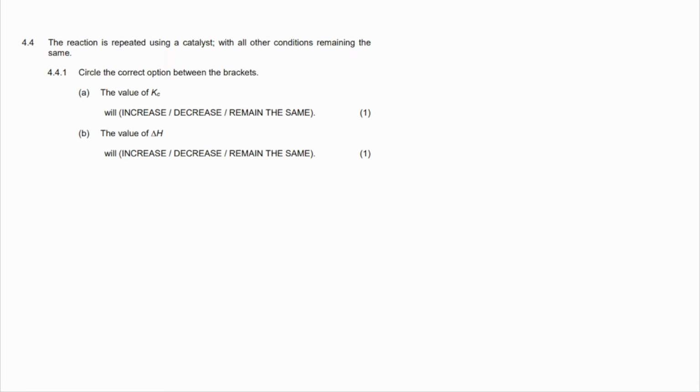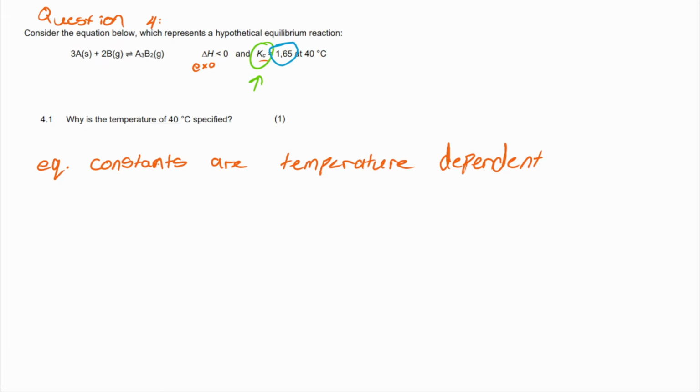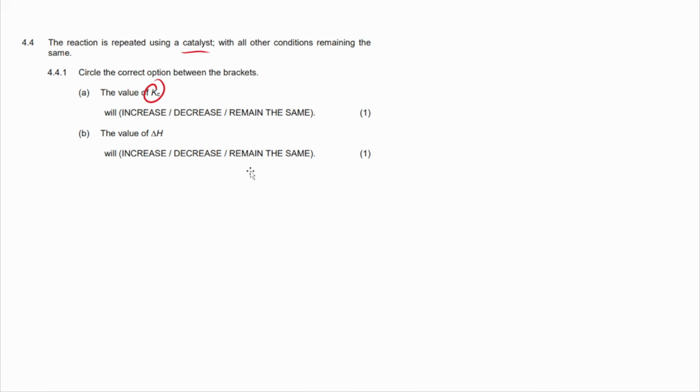Now, in question 4.4, they say the reaction is repeated using a catalyst with all the other conditions remaining the same. Circle the correct option between the brackets. The value of Kc will increase, decrease, or stay the same. What is Kc dependent on? Only temperature. Where did we discuss that? 4.1. Equilibrium constants are temperature dependent. So that's the only thing that will change Kc. So if we're using a catalyst, it's going to remain the same.